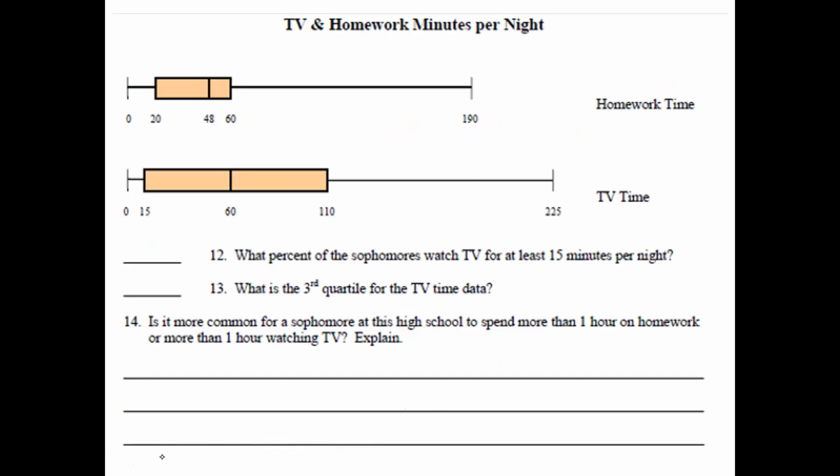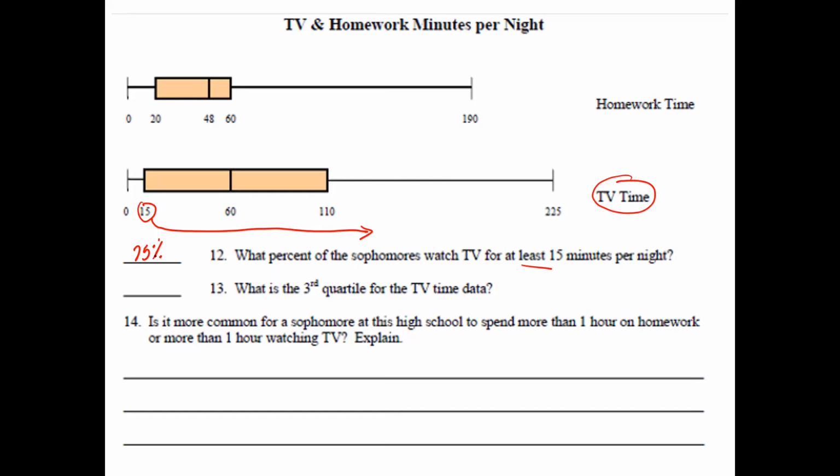Question number 11, I just asked you to go ahead and list 3 interesting or new vocabulary words, so that's fine. Question number 12 says, what percent of sophomores watch TV for at least 15 minutes per night? So here's TV time. 15 minutes is right here. That's within the 25%. At least, so never mind, 25 all the way over here. So that would be 100 minus 25, so 75%.